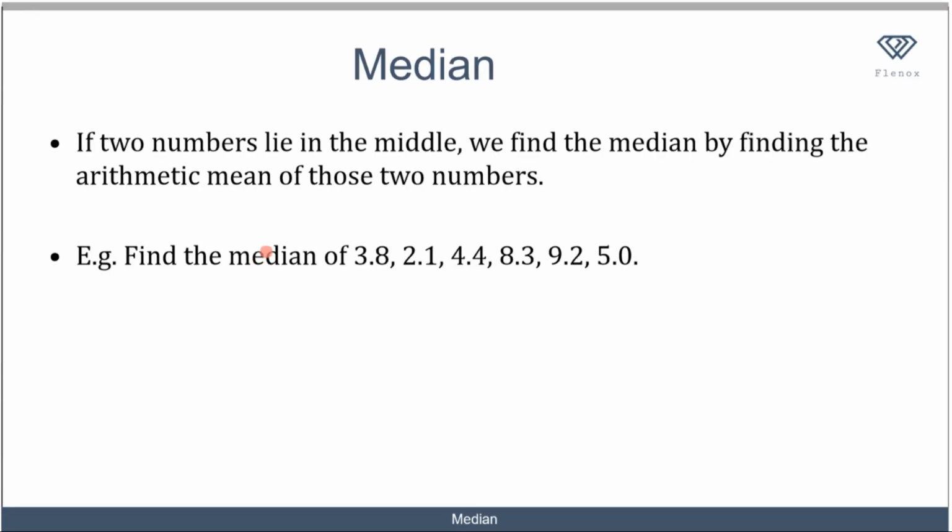Now, how about a case when the total number of numbers that you have is even, like in this case over here? We have 1, 2, 3, 4, 5, 6. We have 6 numbers and we are told to find the median. So let's get started. The first thing we want to do is arrange it in ascending order. We start from the smallest, which is this 2.1. So I have 2.1, then I move to 3.8, then 4.4, then 5.0, then 8.3, and finally 9.2.